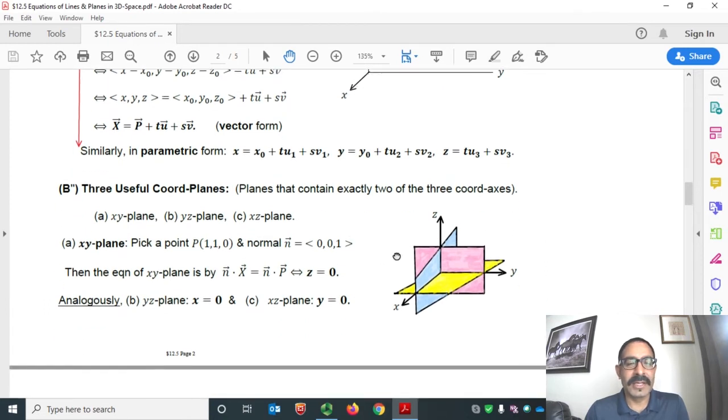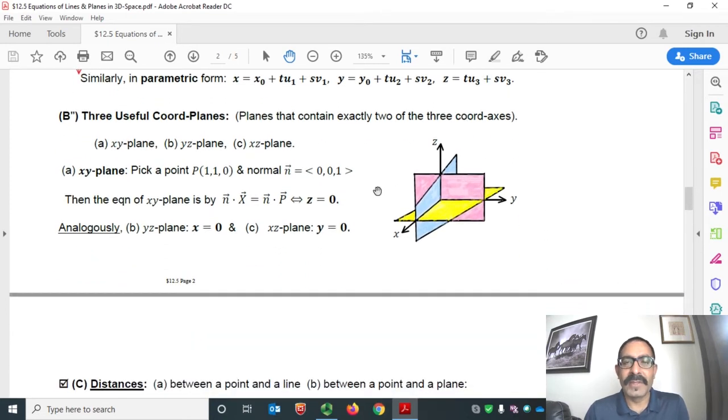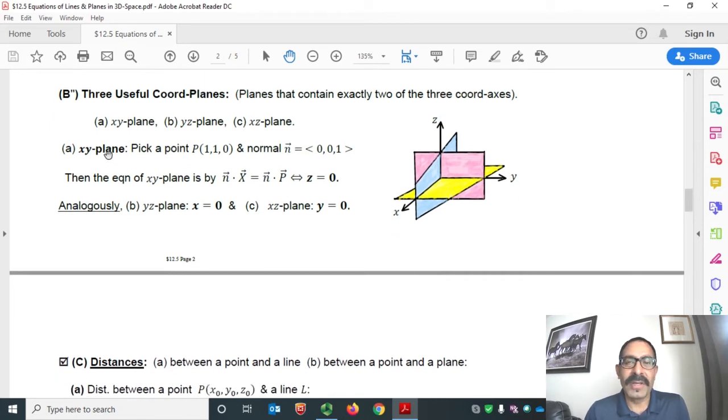So next, let's talk about finding the equations of three useful coordinate planes. One is the xy plane, the yz plane, and the xz plane. Let me derive the equation of the first, and then I would like you to derive the equations of these other two planes. So let's find the equation of the xy plane.